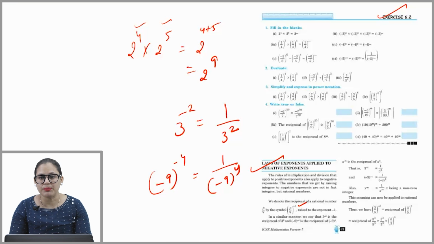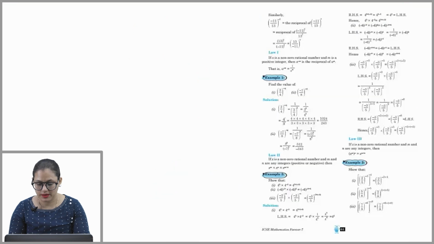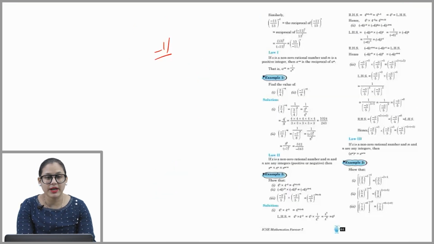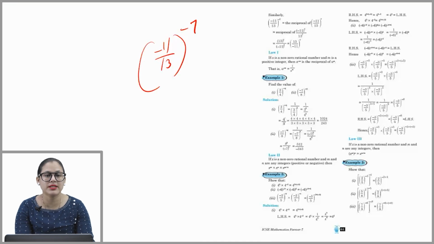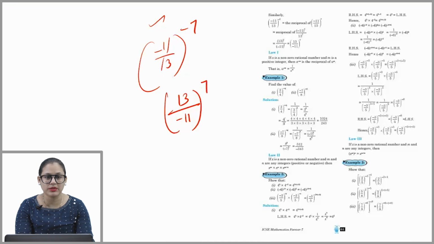This meaning can now be applied to rational numbers. Thus, we have (3/5) raised to the power minus 3 as the reciprocal of (3/5) raised to the power 3. So the reciprocal of 3 raised to the power 3 upon 5 raised to the power 3 is equal to 5 raised to the power 3 upon 3 raised to the power 3, that is (5/3) raised to the power 3. Similarly, (minus 11 by 13) raised to the power minus 7 is equal to the reciprocal of this, that is (13 by minus 11) raised to the power 7.